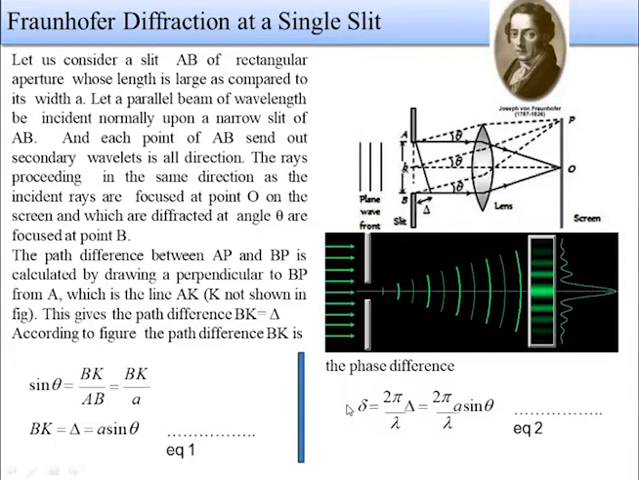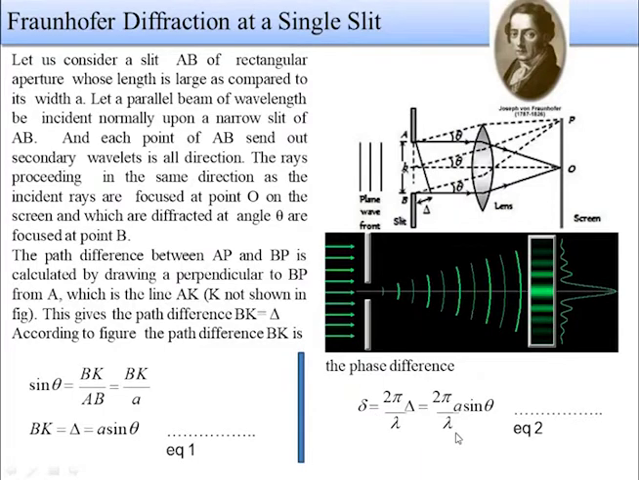For unit phase difference, you will have 2 pi by lambda into path difference, and for capital delta path difference you'll have delta is equal to 2 pi by lambda into phase difference, which is equal to 2 pi by lambda into a sine theta. You'll have to keep these equations in mind. This is very important, equation 1 and equation 2.